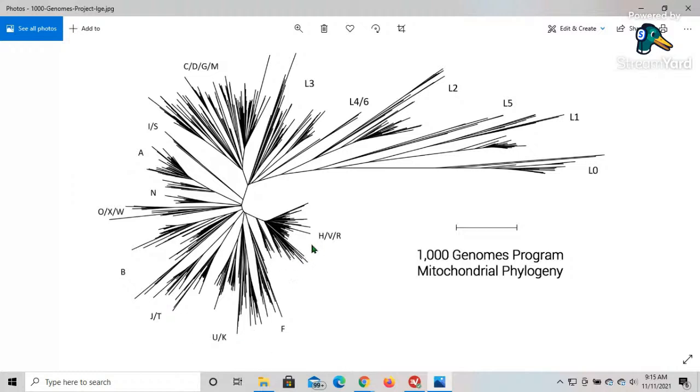Not the R. The R is a derivative, isn't it? No, the R is the, okay, the N. Anyway, the M is the Japhethite mitochondrial DNA, and it's not found all that much. It's the C, the D, the G, the E, the Z, and maybe some others. But the C and the D are found in America, and the other ones are found in Asia, and of course the M.